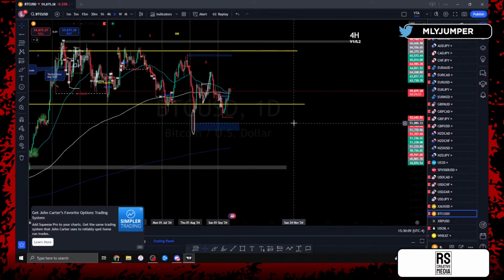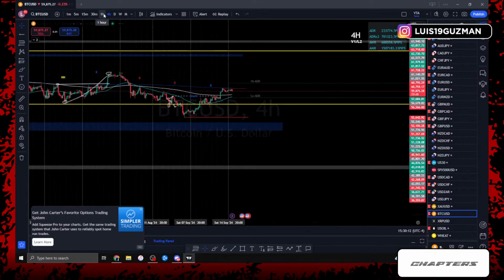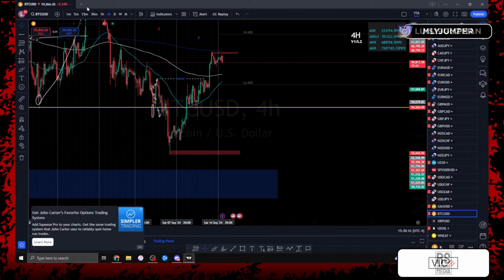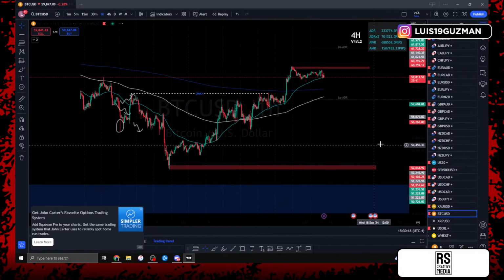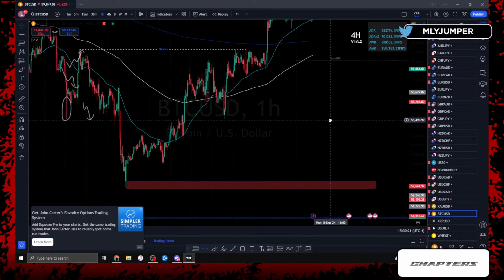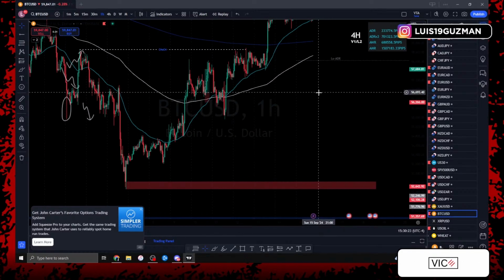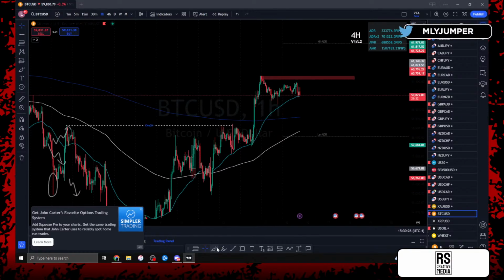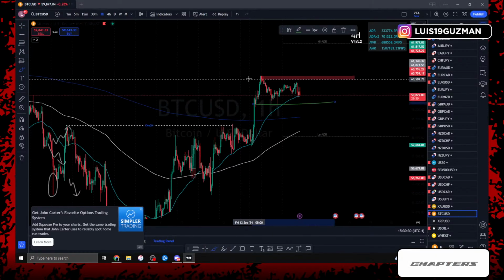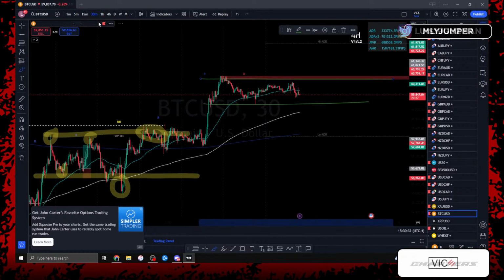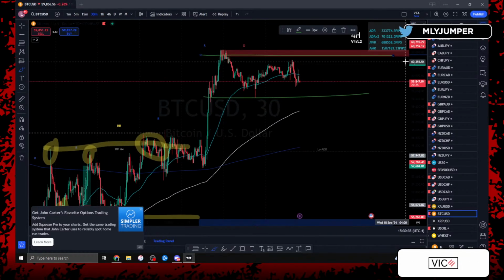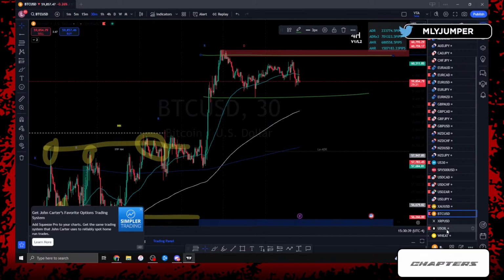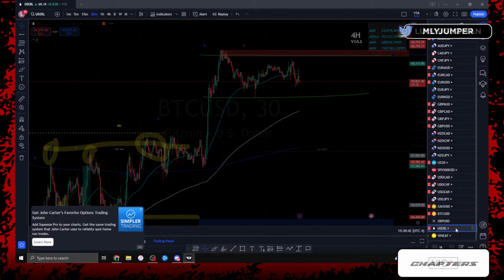So I want to start looking for engulfing candles going long. Nothing in the daily. In the 4-hour, nothing in the 4-hour. In the 1-hour, nothing in the 1-hour either. Pretty much just still trading between this zone of consolidation here. And in the 30-minute time frame, no engulfing candles either. So we'll keep waiting this one out. It's looking good though. Definitely should be a good one for this week.